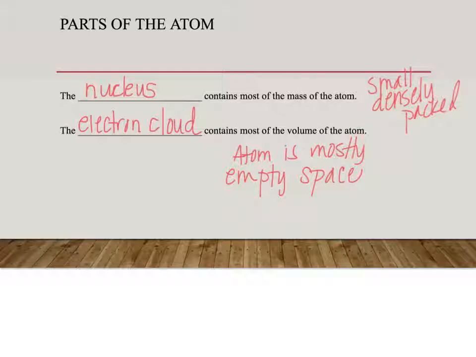So to wrap up, we just want to make sure that you understand that the nucleus contains most of the mass of the atom. Remember, it is small and densely packed. And then the electron cloud contains most of the volume of the atom. So I want you to remember that an atom is mostly empty space with a very small, densely packed nucleus in the middle. Most of the mass comes from the nucleus, and most of the volume comes from the electron cloud.